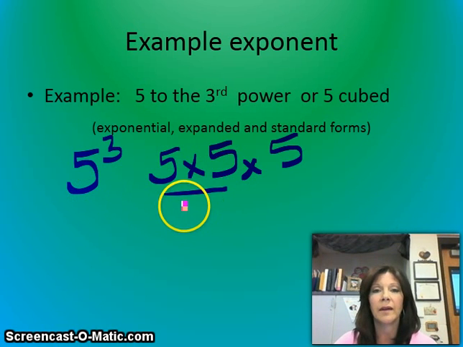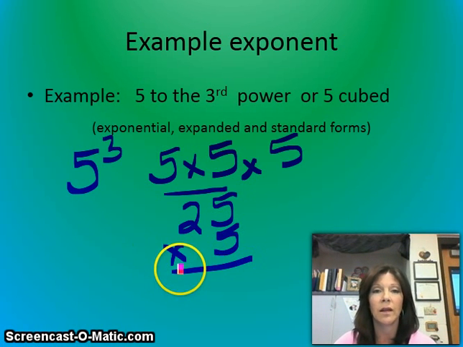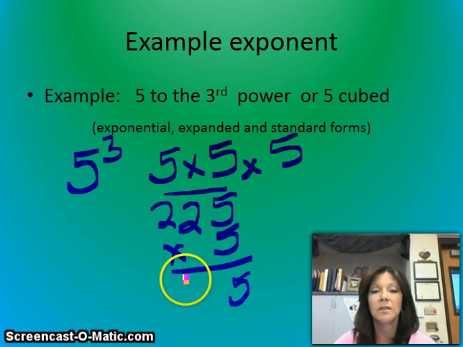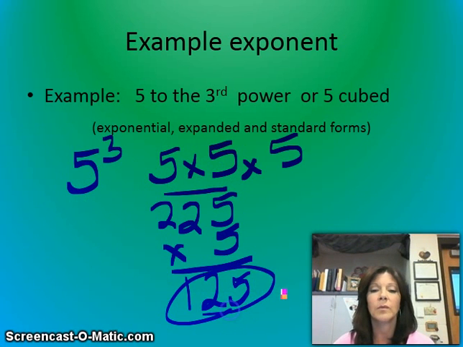So standard form means what's the answer to 5 cubed? I'm going to look at 5 times 5 is 25. Then I also have to multiply it by this 5. So now 25 times 5, I have to do that also. 5 times 5 is 25 again, carry my 2. 5 times 2 is 10, plus 2 is 125. So 5 to the 3rd power, written exponentially, expanded, and standard form is 125. Did you get those? Good job.